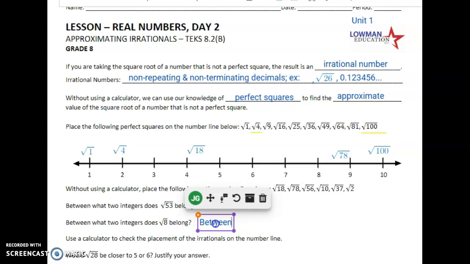But what else comes before 3? Well, that would be 2. So 2 times 2 is 4. So I know it's going to be between 2 and 3 is where the square root of 8 is going to fall.